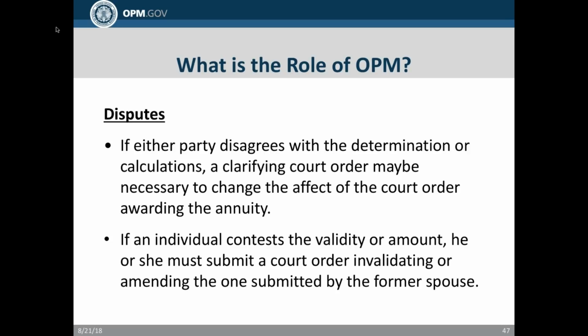Disputes. If either party disagrees with the determination or calculations, a clarified court order may be necessary to change the effect of the court order awarding the annuity. If an individual contests the validity or amount, he or she must submit a court order invalidating or amending the one submitted by the former spouse. So if there's a dispute, we need a clarifying court order, as simple as that. We cannot speculate and guess what the parties intended.